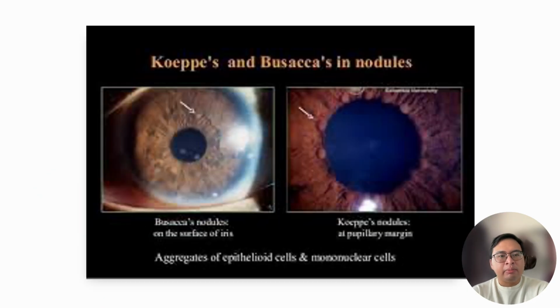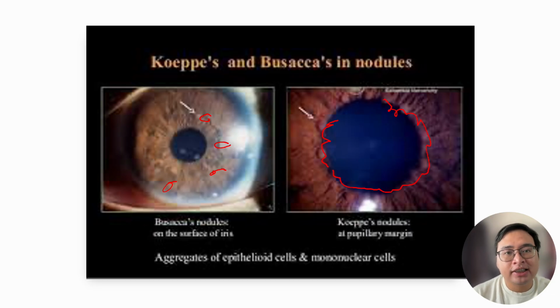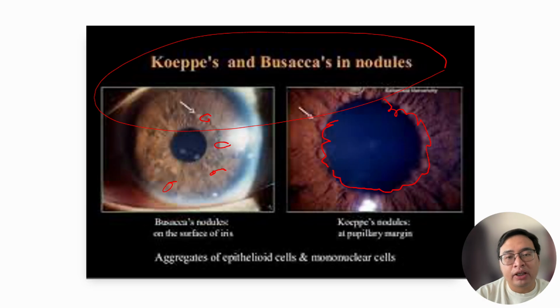Next, you may also see what's called Koeppe or Busacca nodules. Busacca nodules are located on the surface of the iris. Nasa ibabaw siya. In contrast, Koeppe nodules are located here at the pupillary margins. Right? So when do we see these findings? Many, but for the Philippines, we usually see it in tuberculosis. Okay?